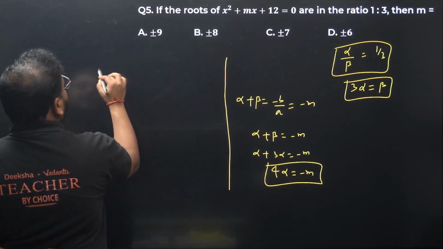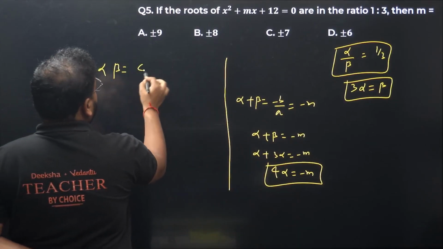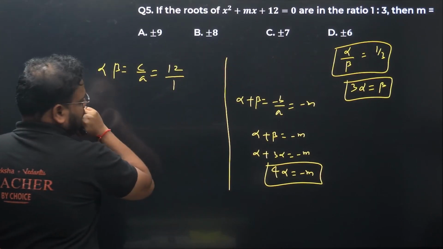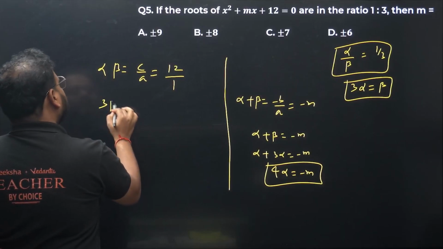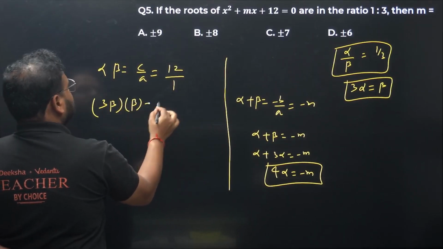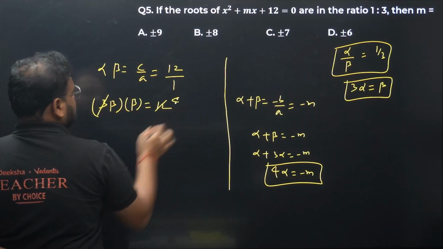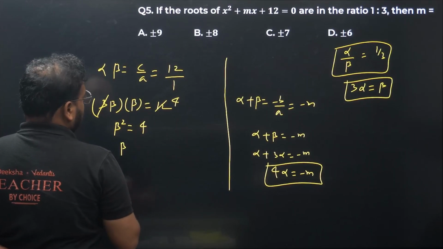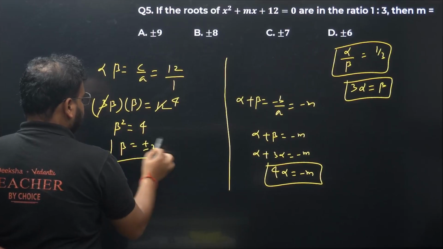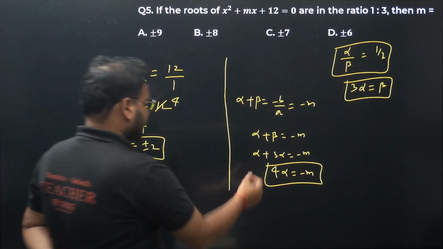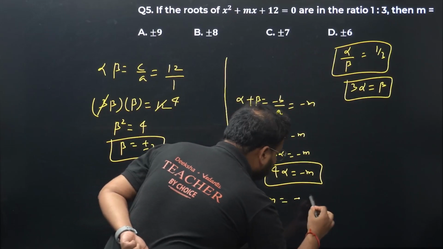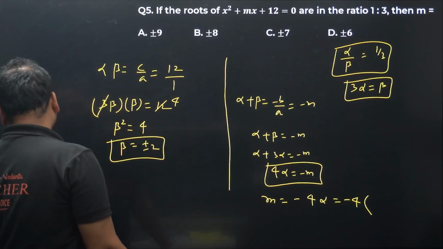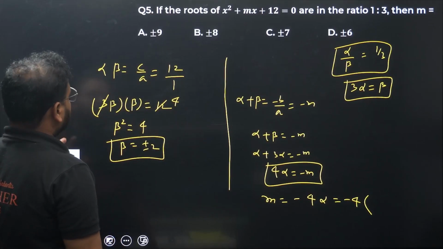Let's do that. We get alpha times beta equals c by a. C value is 12 and a value is 1. Alpha times beta, so we get here 3 beta times beta equals 12. That gives beta square is 4. It means beta is plus minus 2. Alright, so I get over here, please check, my value of m is becoming minus 4 times alpha actually. Alright, I made a mistake, right? Yes, I made a mistake over here.